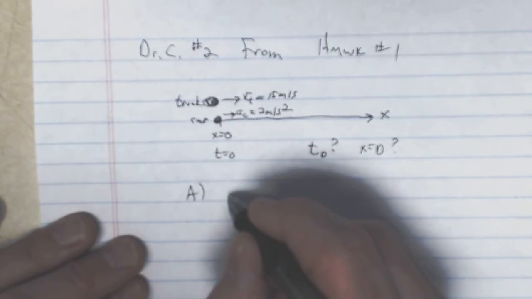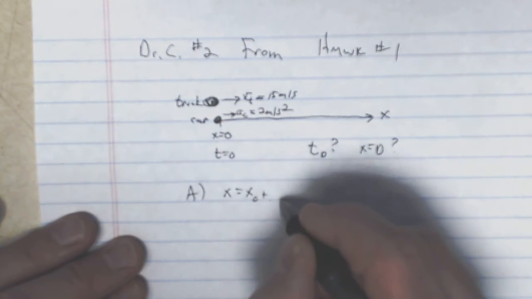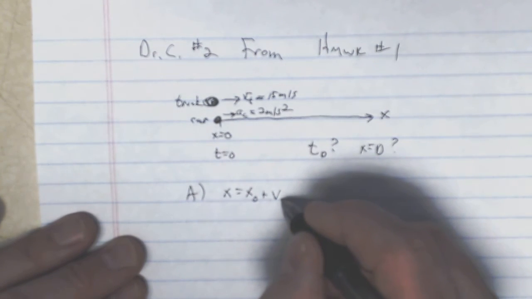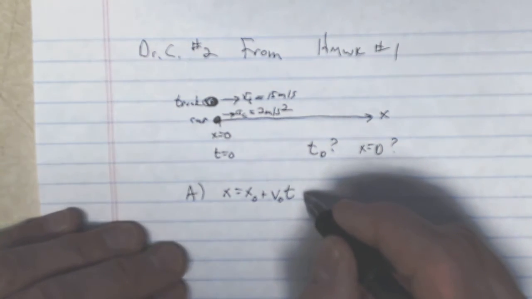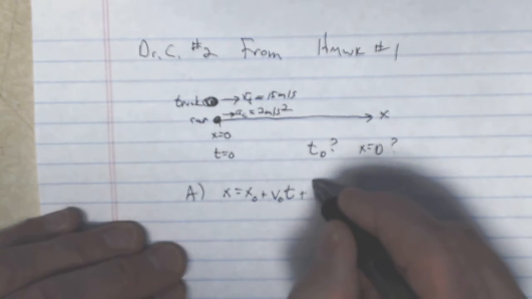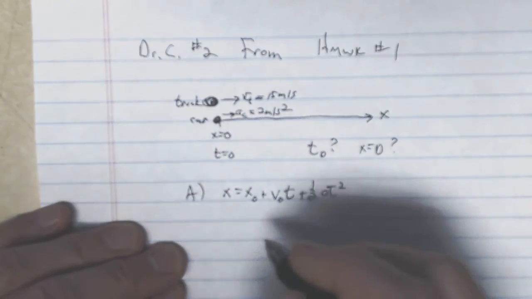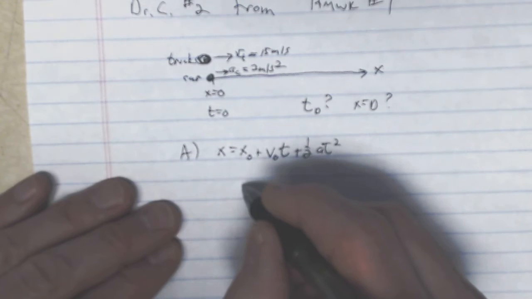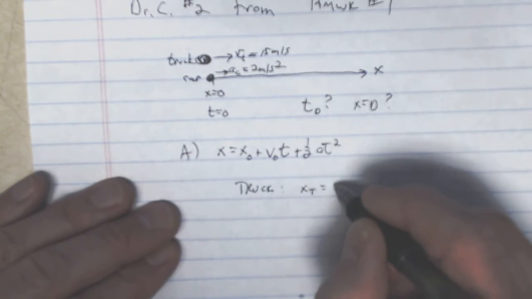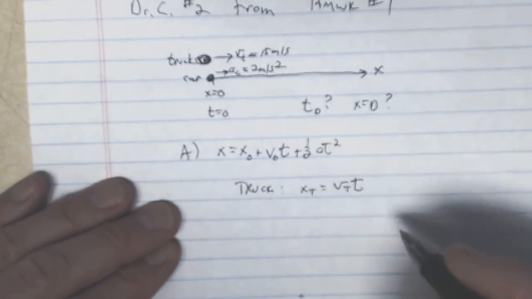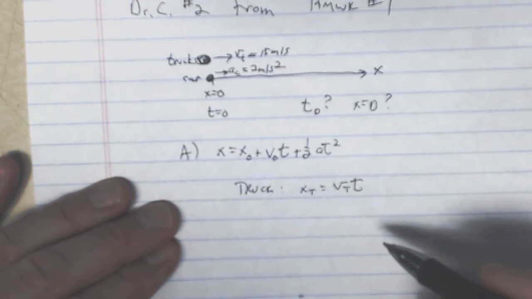So the general equation of motion for something in the x direction is x equals x naught plus v naught t plus 1/2 a t squared. Back at the time of this homework, we're only considering one-dimensional problems. So that's the general equation for motion. And what we know then is if you apply this to the truck, it will just be x sub t equals v sub t times the time, because the initial position of the truck, x naught, is 0, and the truck has no acceleration. So that's a simple equation.